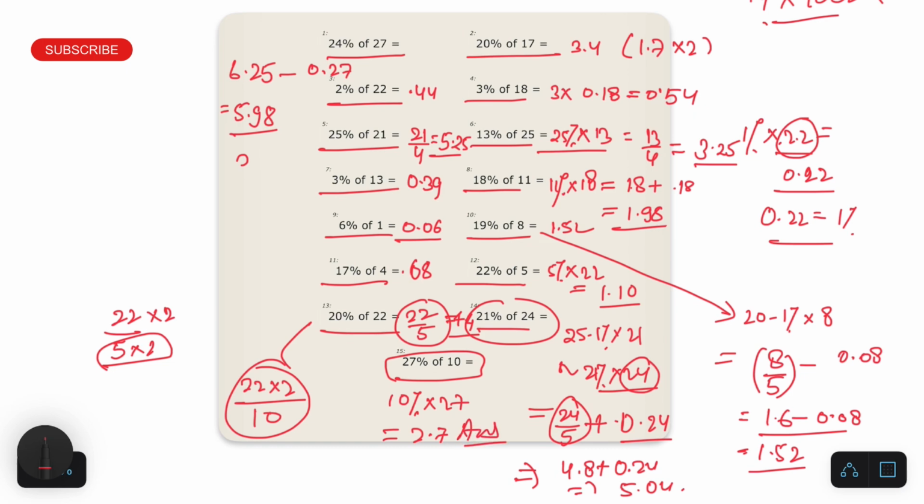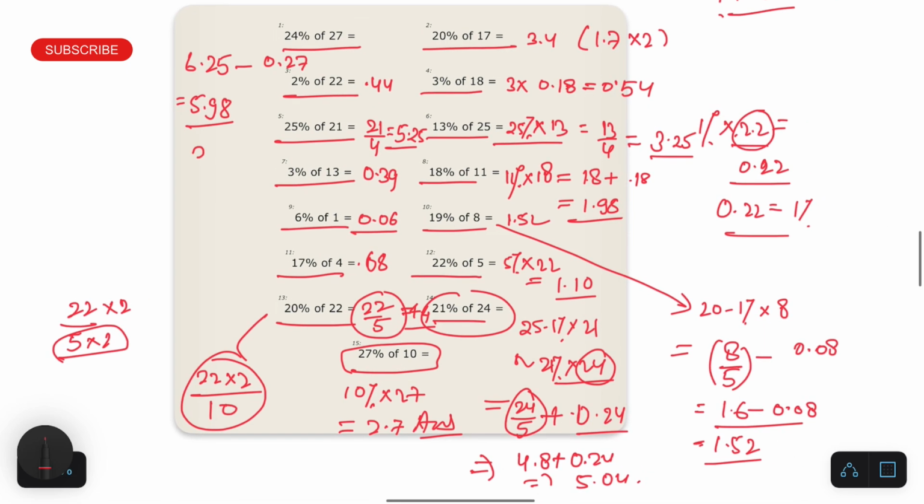So these are slightly complex questions, not very easy, if you just have to tweak it. Percentage is a very easy concept. You can find 1% and multiply it 100 times to find 100%, right? So this is how it's done.